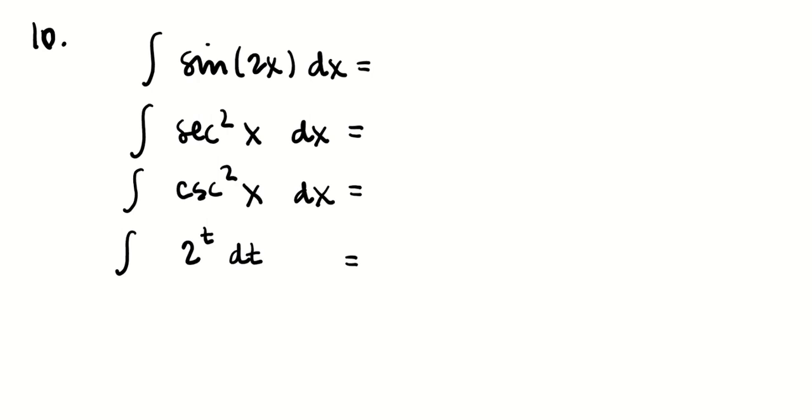And the antiderivative of 2 to the t with respect to t, we just need to think backwards to the chain rule, or just remember that that's going to require us to divide by the natural log of 2. So here you go.